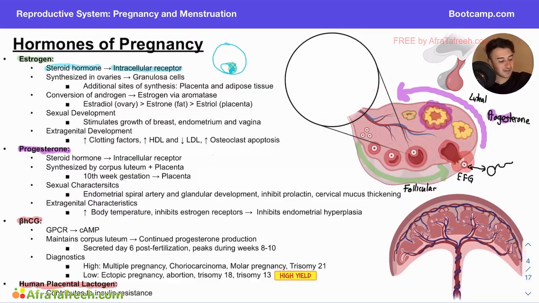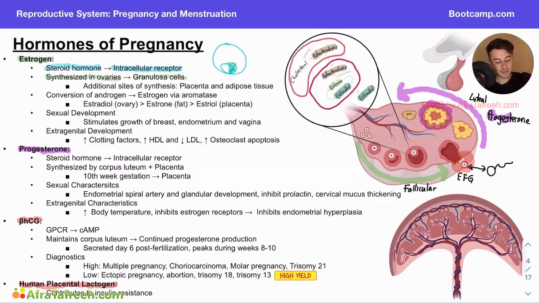So now that we've talked about that, let's talk about where it's made. So largely estrogen is going to be synthesized in the ovaries, and this is specifically going to be granulosa cells. So let's take a closer look here at this.